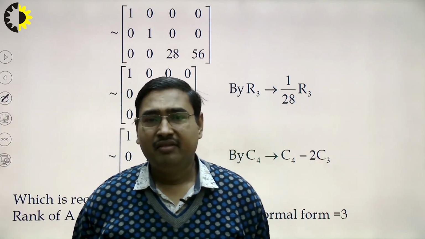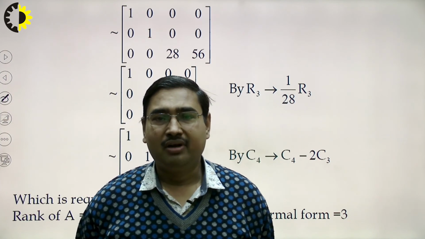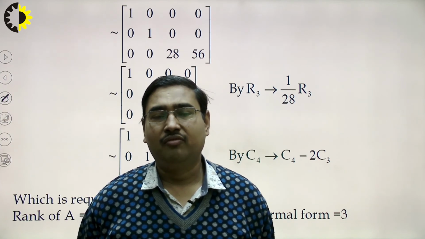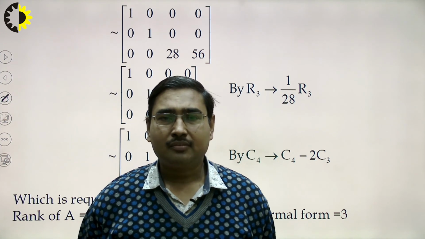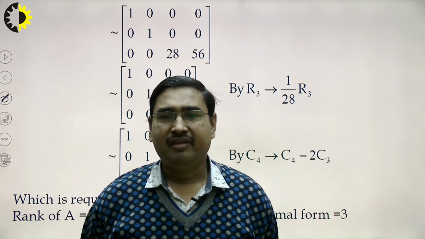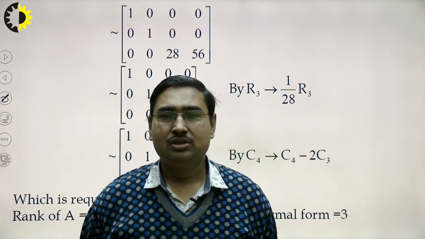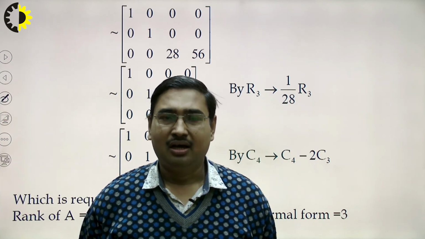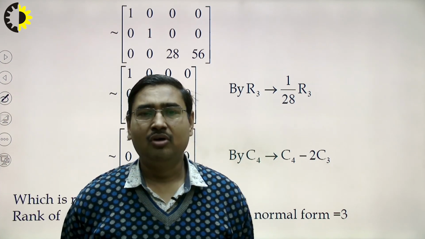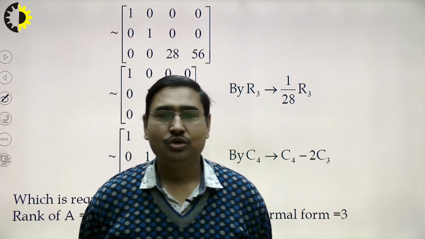Thus, we have seen how to convert a matrix to normal form. Here it should be noted that when we are converting to normal form, both types of transformations, row as well as column, are permissible. The normal form of a matrix is unique.